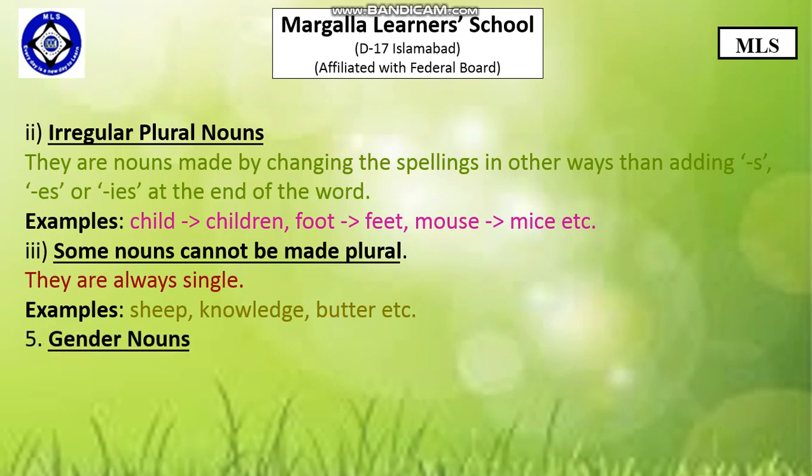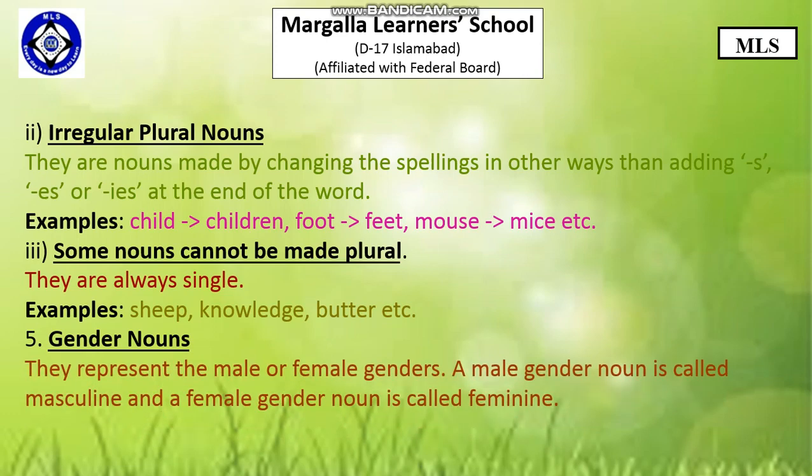Now, let's come to our fifth type, which is gender nouns. They represent the male or female genders. A male gender noun is called masculine, and a female gender noun is called feminine. For example, the male is boy and the female is girl. Similarly, in animals, the male is bull and the female is cow.